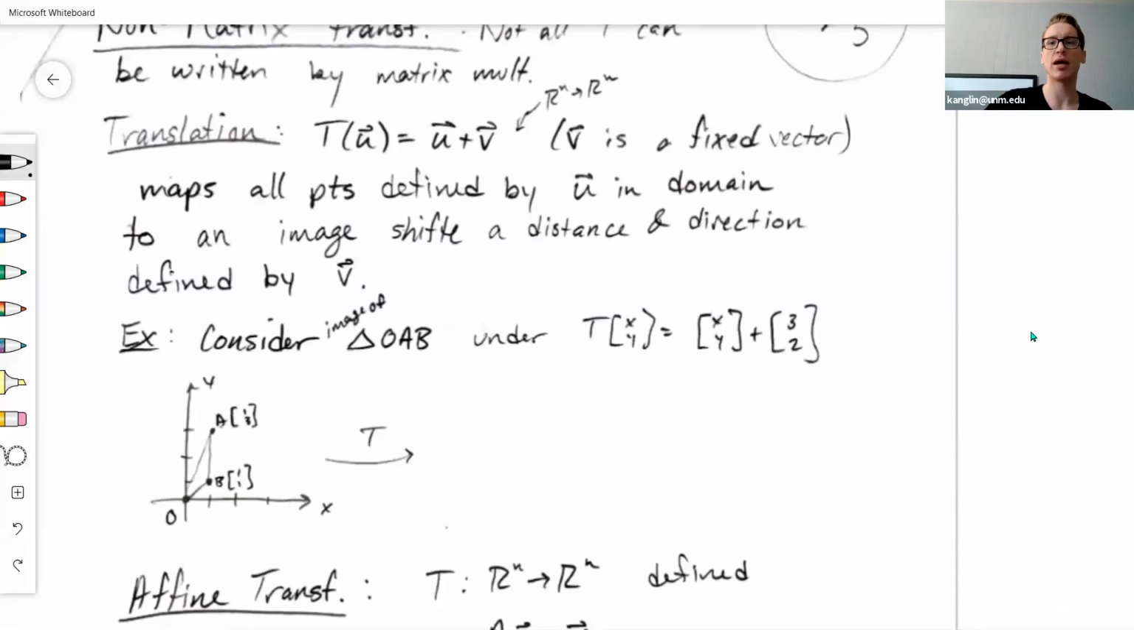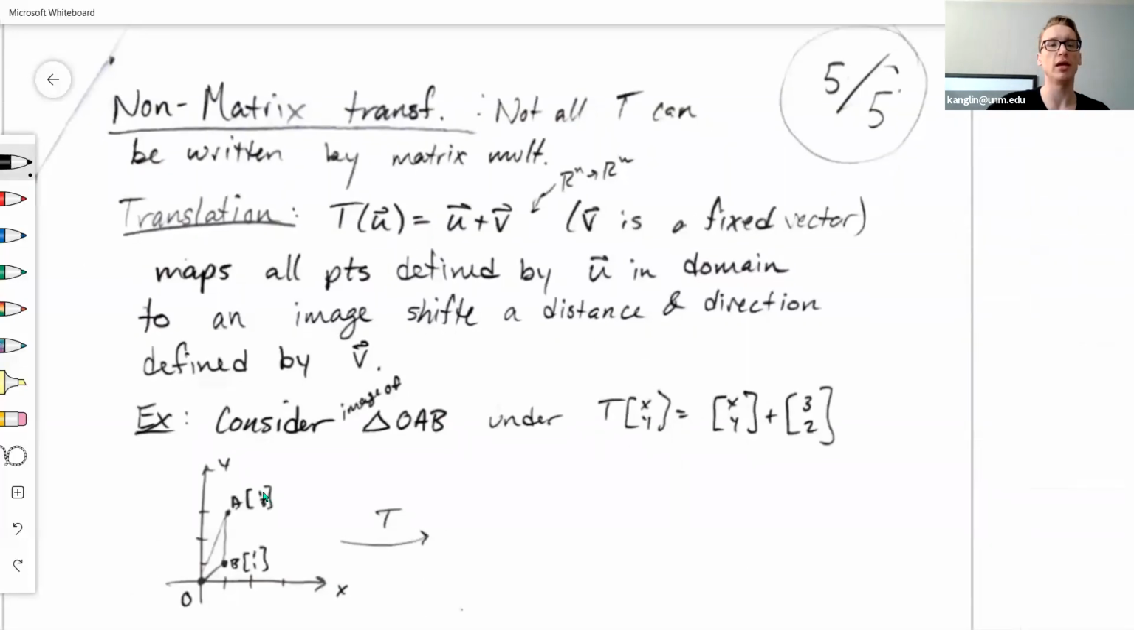Let's see how this works again by considering the image of a triangle, OAB, where A is the point 1, 3, B is the point 1, 1, and O again is the origin. Don't be thrown off by my notation here. This isn't a matrix A or a matrix B. These are just points being labeled as A and B. Let's consider the image of this little triangle under this transformation, x, y plus 3, 2.